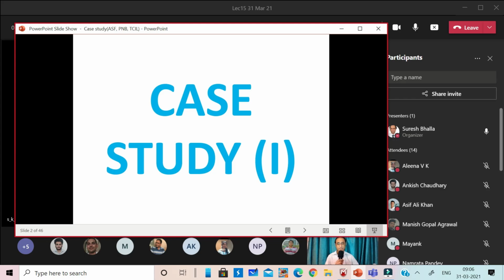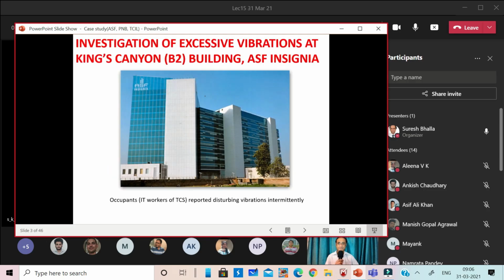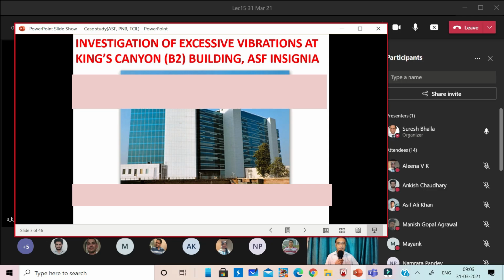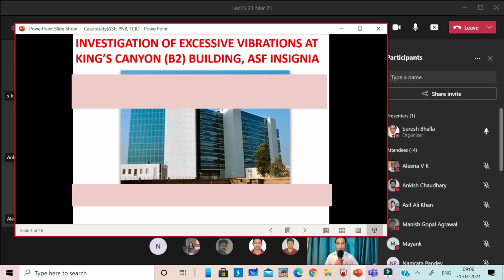The first study came to us from the IT industry. This is basically a building at a special economic zone in Gurgaon. Here software development happens, and the office is operational 24 hours because they have to adjust to the US timings also. So this is one of the towers which reported problems.